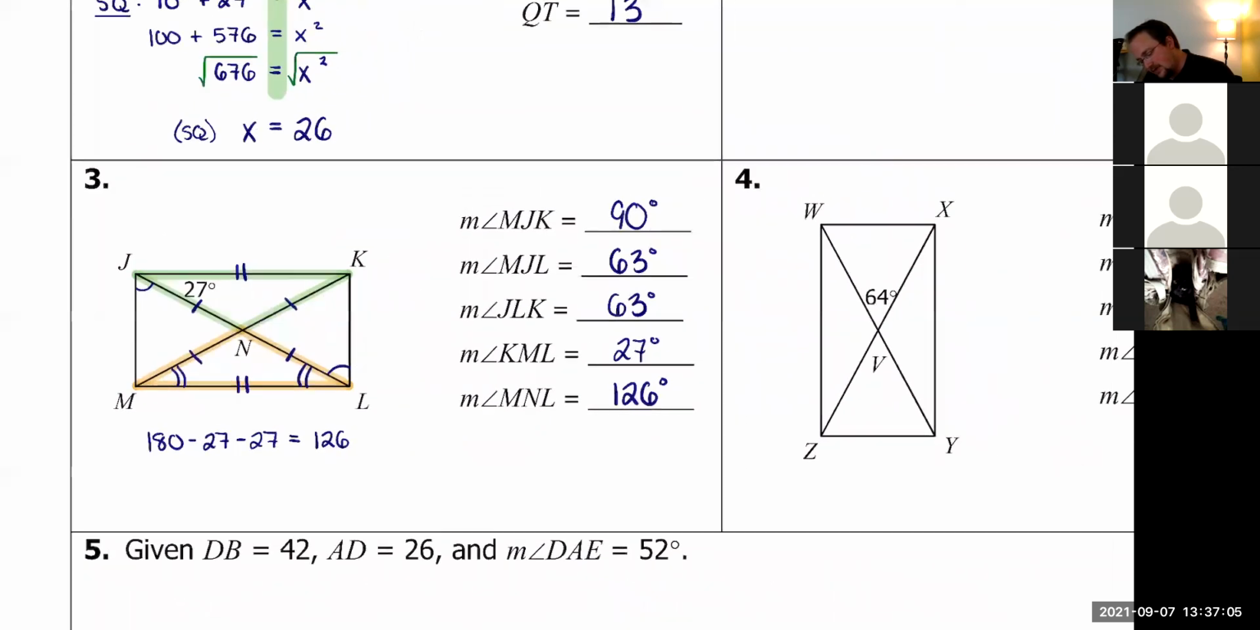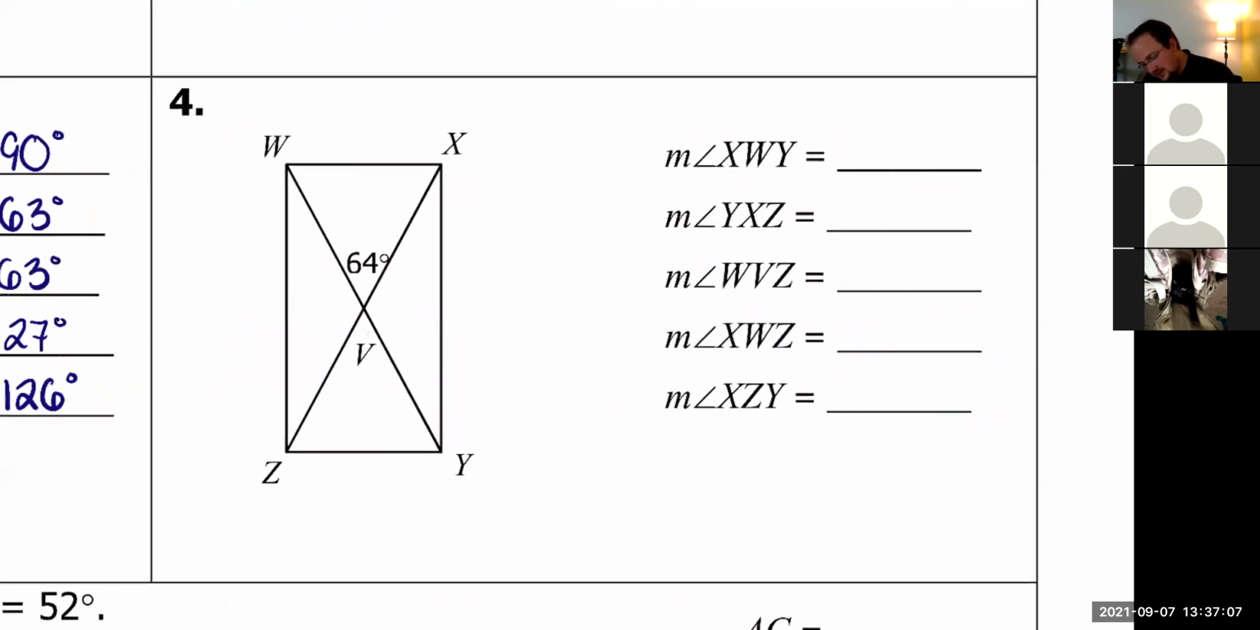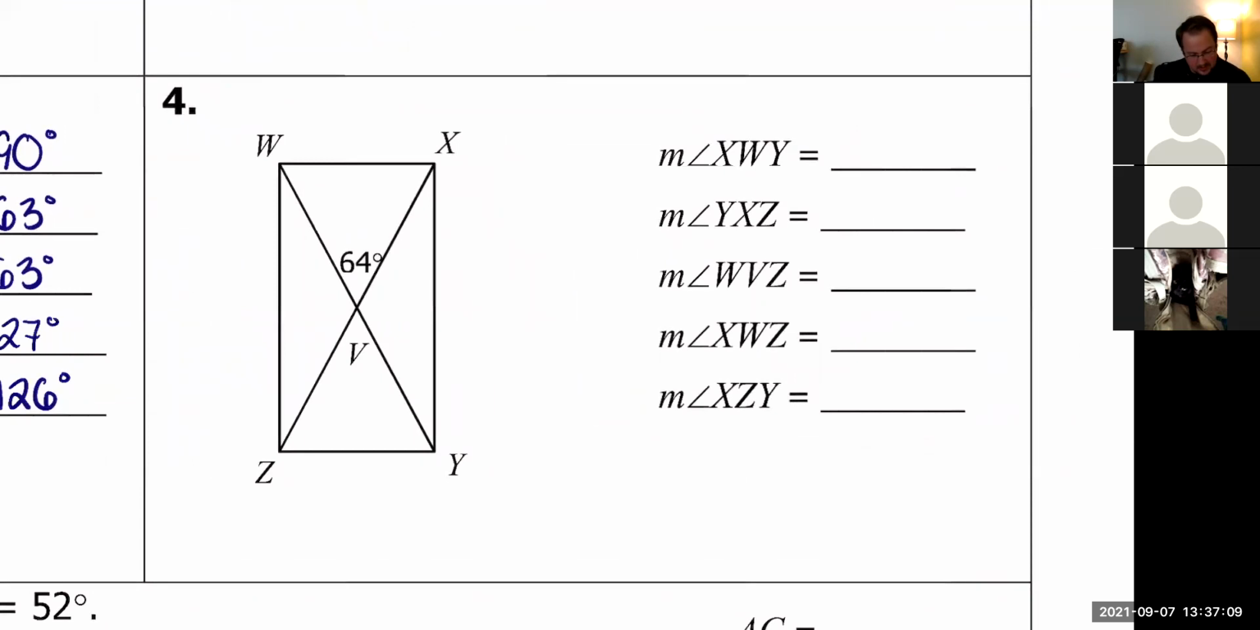All right, number 4, very similar, but for the sake of time, I'm going to give you these answers here. Measure of angle XWY should be 58 degrees. YXZ should be 32 degrees. WVZ should be 116 degrees. XWZ should be 90 degrees. And XZY should be 58 degrees.